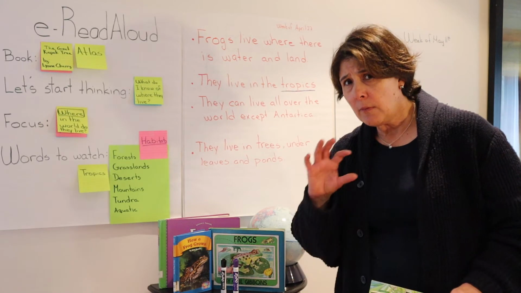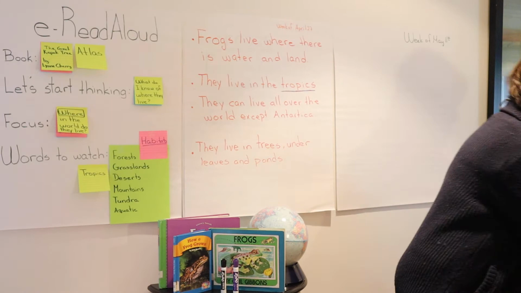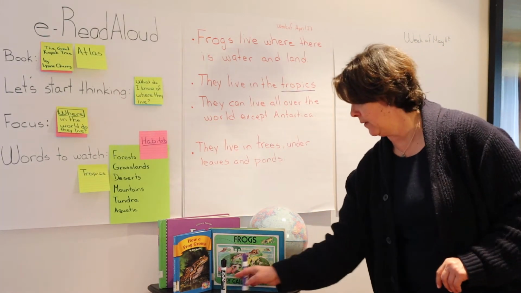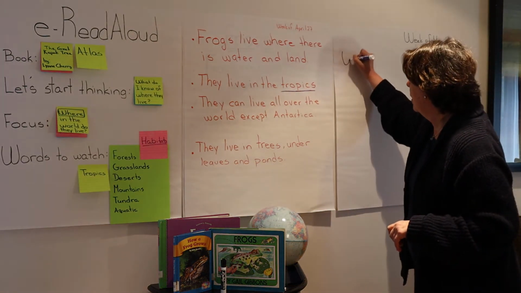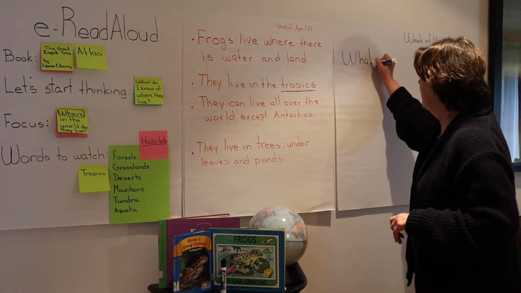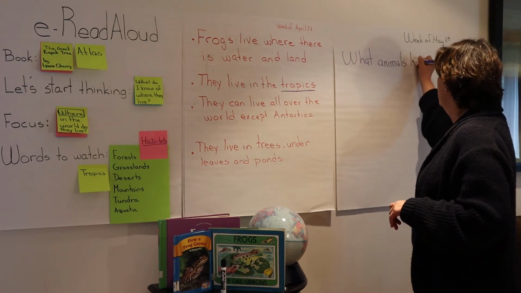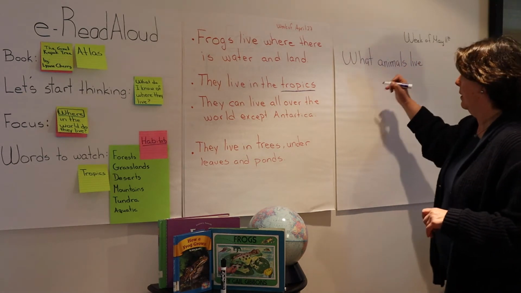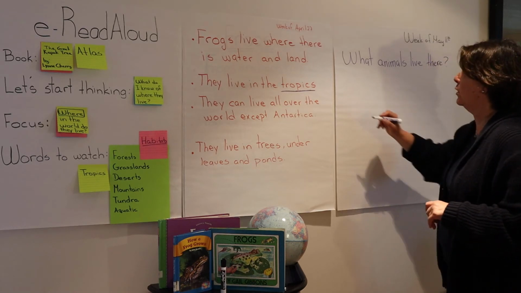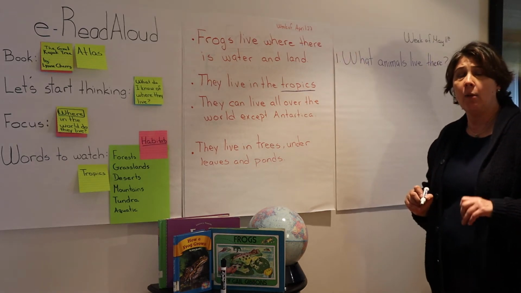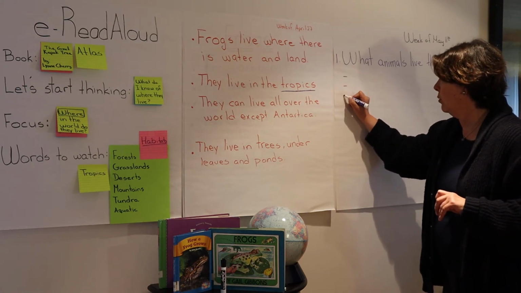So, I want you to start looking and thinking about these questions. Question number 1 is, what animals live there in your habitat? Okay? That's one question I want you to answer. And I want you to tell me at least 3 animals. So tell me 1, 2, 3 animals.